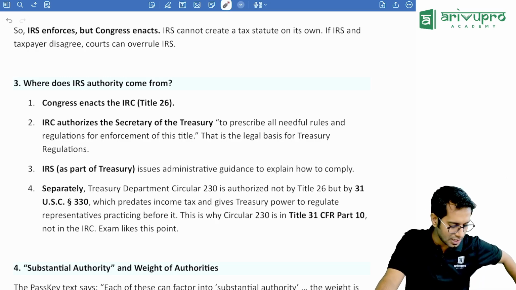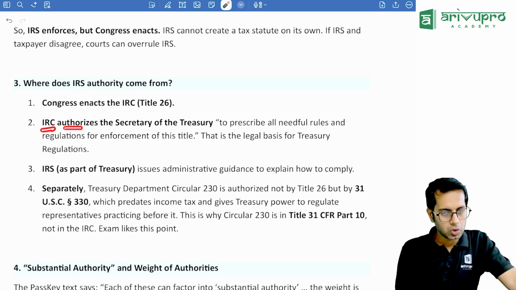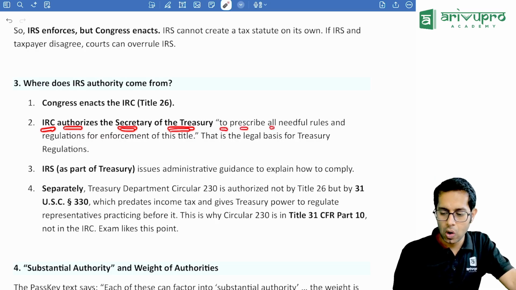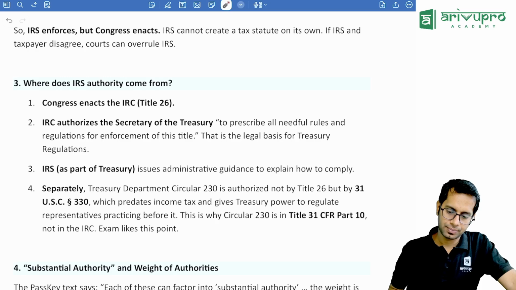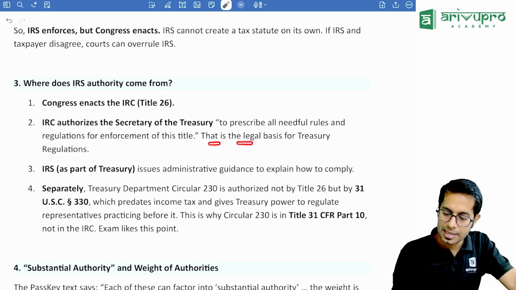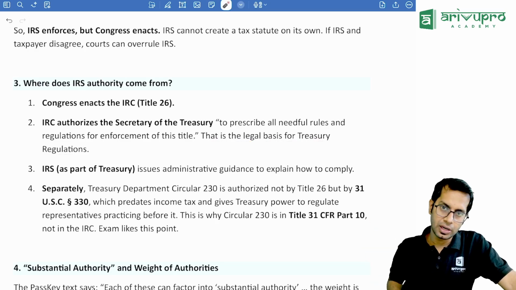Who will take this authority, sir? The Finance Minister of India. So just like that, the IRC will authorize the Secretary of the Treasury to prescribe all needful rules and regulation for enforcement of this title. That is the legal basis of Treasury regulation, and that is the basis on which regulations are made.